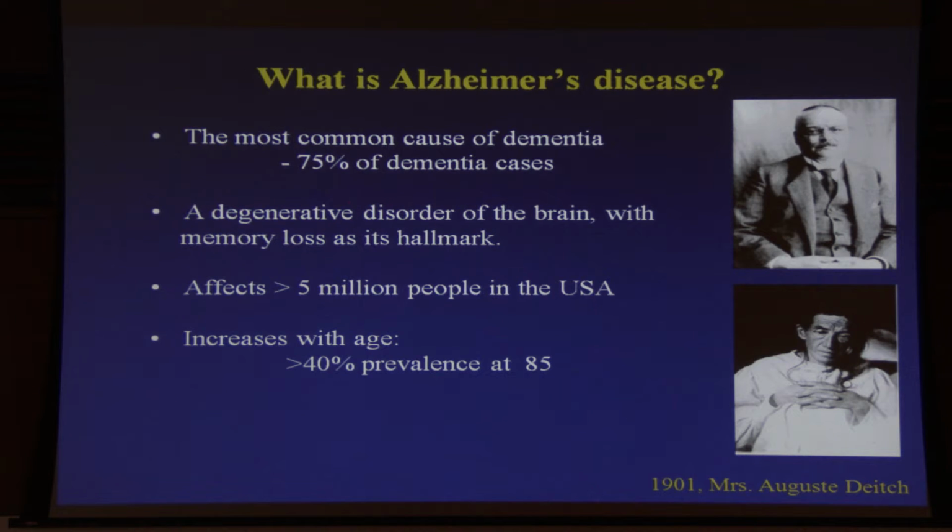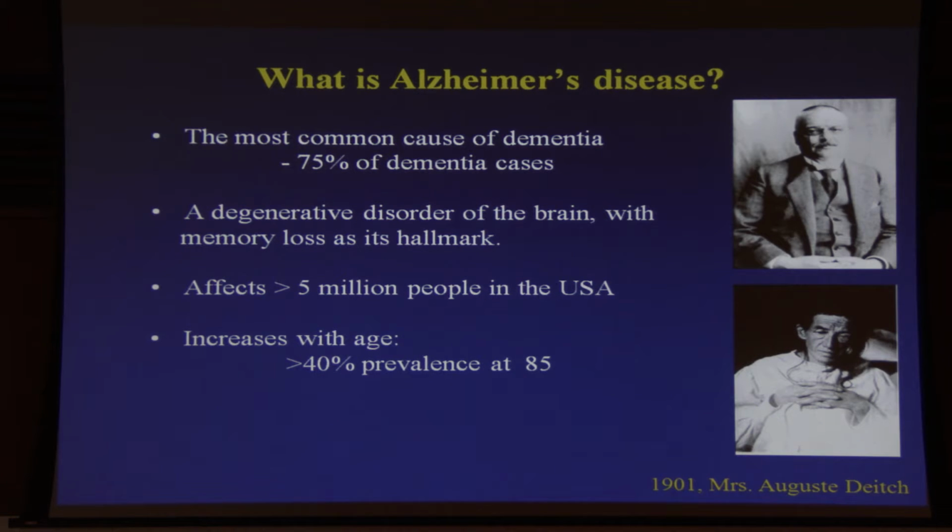So let's talk a little bit about Alzheimer's, which is the most common cause of dementia. Dementia itself is an umbrella term that encompasses more than just Alzheimer's disease, but Alzheimer's is the most common of dementias. It causes degeneration of the neurons, and you'll see memory loss as its hallmark. About 5 million people in the U.S. have it, but that's really people with Alzheimer's dementia. That means at the latest stages of the illness.